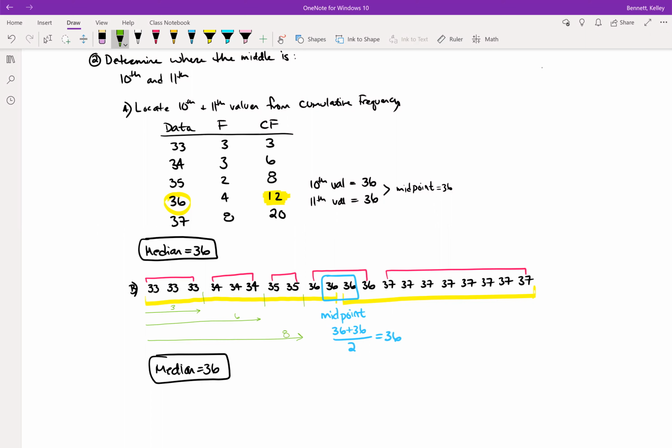So now once I get to the end of this third bin, I've got 8 values accounted for. Now if I go up to the end of this bin, I've got 12 values accounted for. So hopefully it makes sense that the 10th and 11th values occur after 8, but before 12. So that's going to be in this bin of 36. That's how I'm thinking about it when I look at my table. So anyway, just another attempt at a representation of how I understand median.